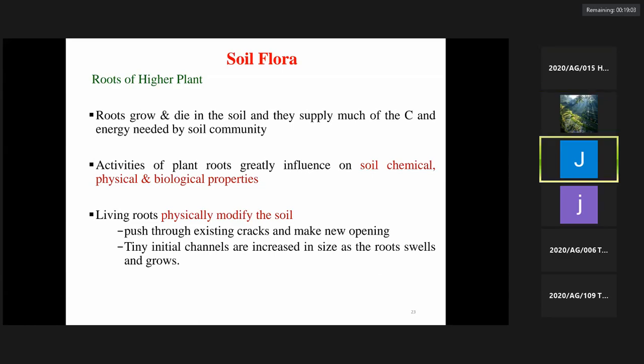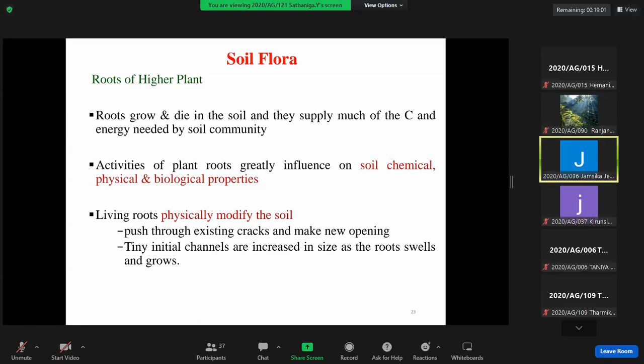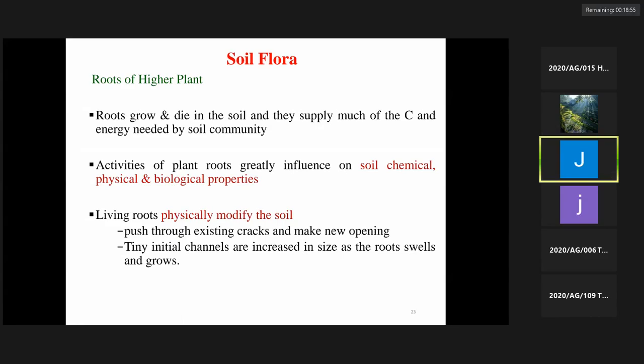How to do it? Soil flora. First, we can read and then discuss.